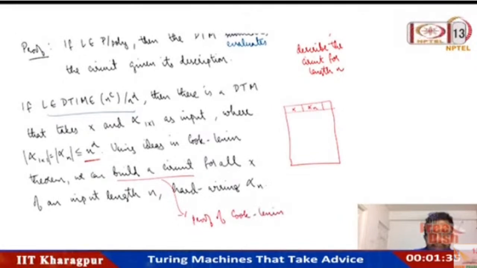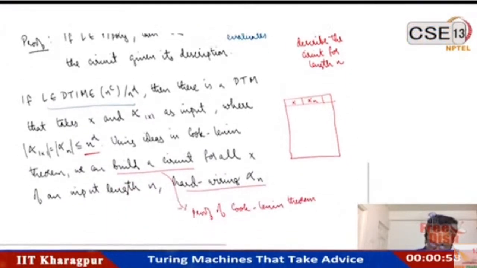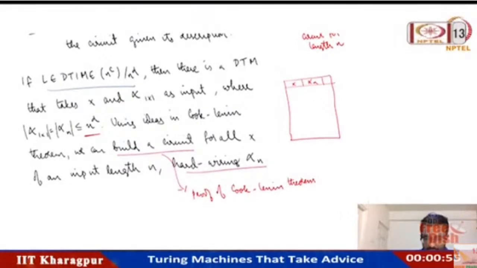We are really milking the proof of the Cook-Levin theorem again and again, by noticing that the computation is local, so you could replace it with a constant size circuit, and so overall it's a polynomial size circuit. So you could build a circuit and then hard code alpha n into that circuit, and that's it. You have the circuit that decides whether x is in the language or not, and obviously that circuit will be polynomial sized. So that is why DTIME(n^c) / n^d is contained in P/poly.